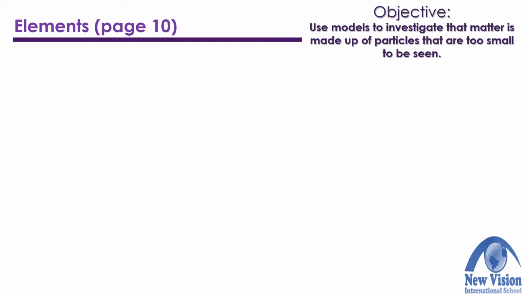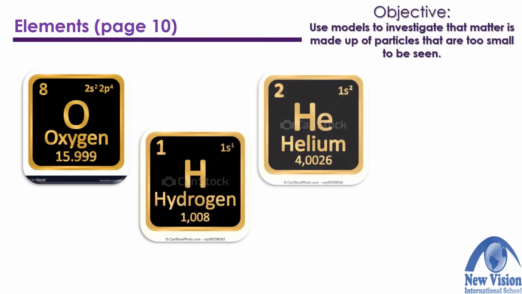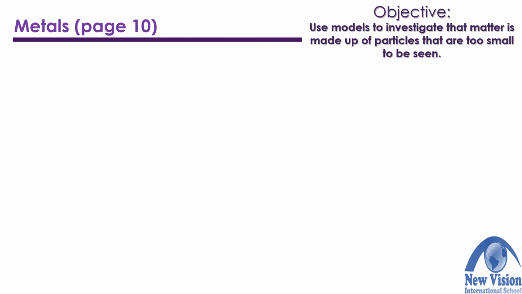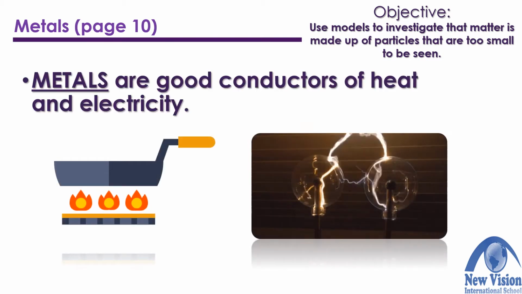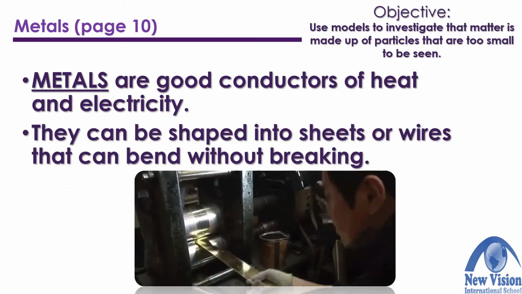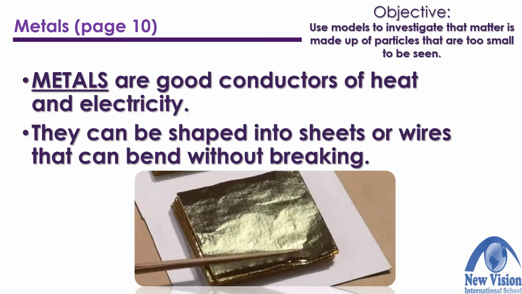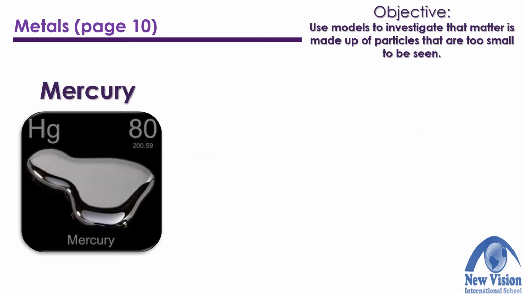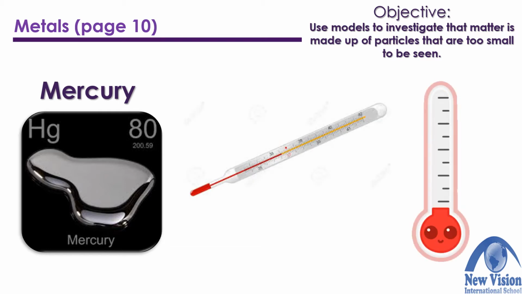Examples of elements are oxygen, hydrogen, helium, and carbon. Most elements are metals. Metals are good conductors of heat and electricity. They can be shaped into sheets or wires that can bend without breaking. Mercury is a liquid metal. It has many uses. For example, it can be used in thermometers. Mercury is toxic and must be handled with care.